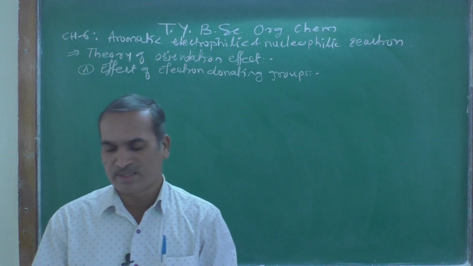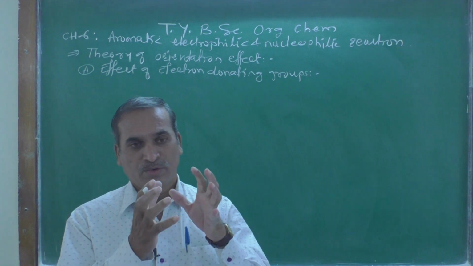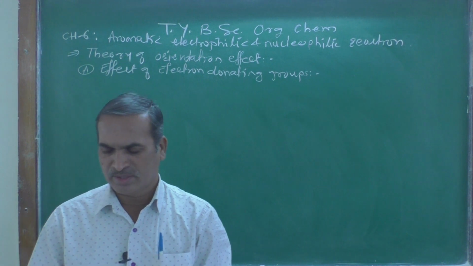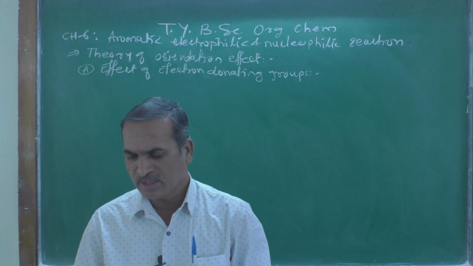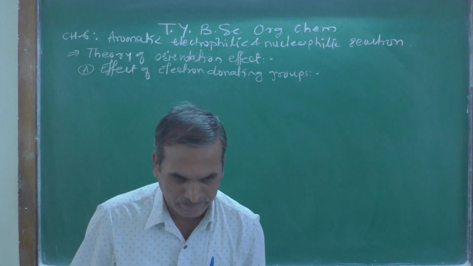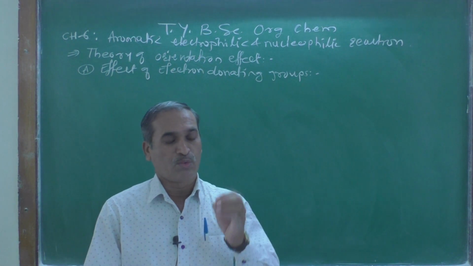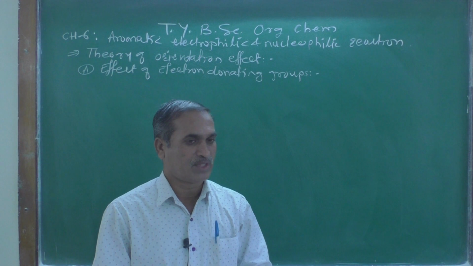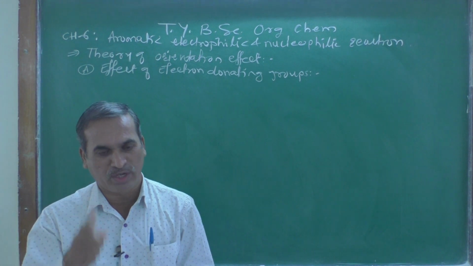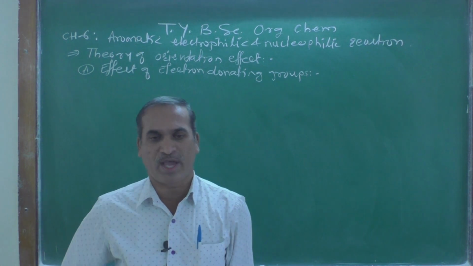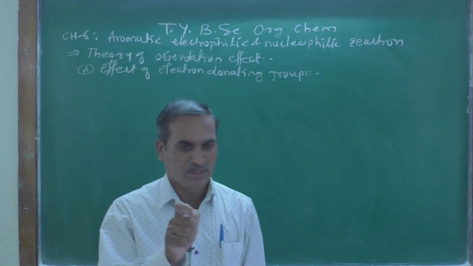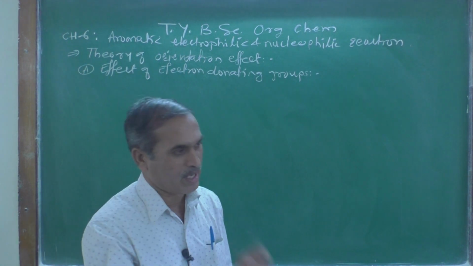Suppose let us consider here the formation of sigma complex formed by attack of electrophile at the ortho, meta and para position of toluene. What we are considering today, we are treating the toluene with the electrophile, and as we know, orientation means the attack can occur at ortho position, meta position and para position.